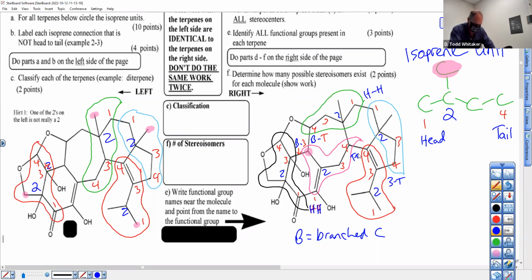Did I miss any that are not head to tail? I missed a 2 to tail. Do you see it? There's a 2 to tail right here. 2 to T. The 2 in one circle is covalently bonded to the T in another circle. And there's a 2 to T right beside it on the left, too. 2 to T.